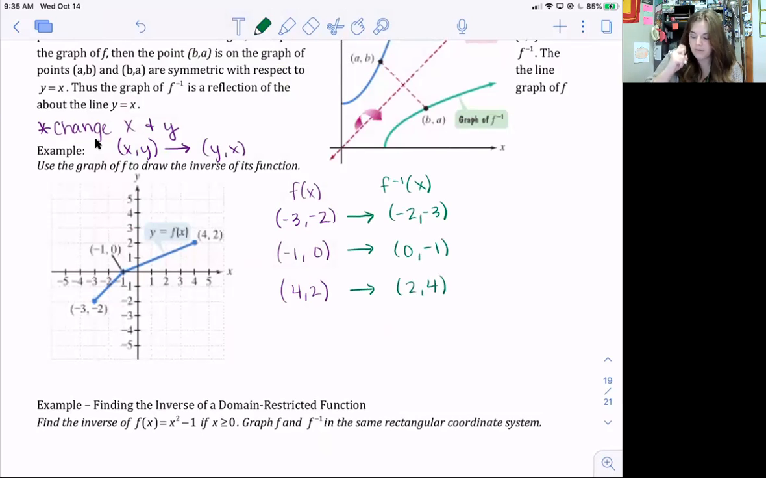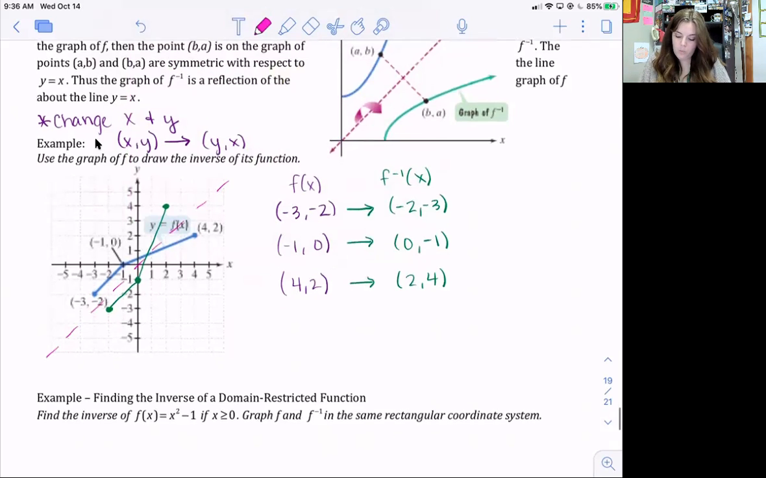Okay, so now if we graph that, so (-2, -3), (0, -1), okay, and (2, 4). Okay. Notice the graph reflects across this line y equals x. They're mirror images. Okay, that's your line of symmetry.